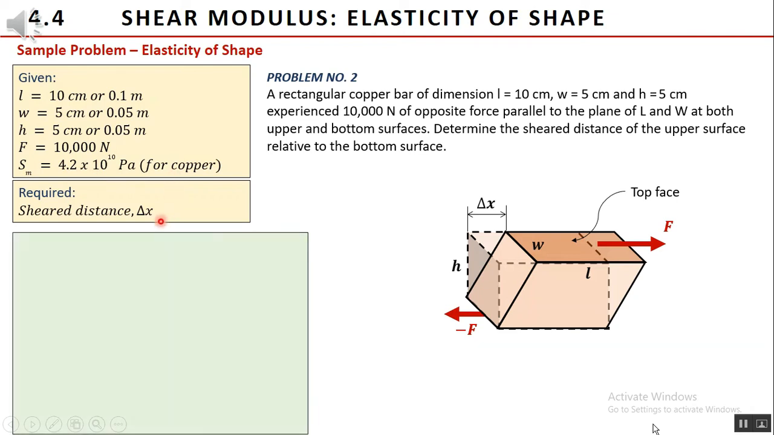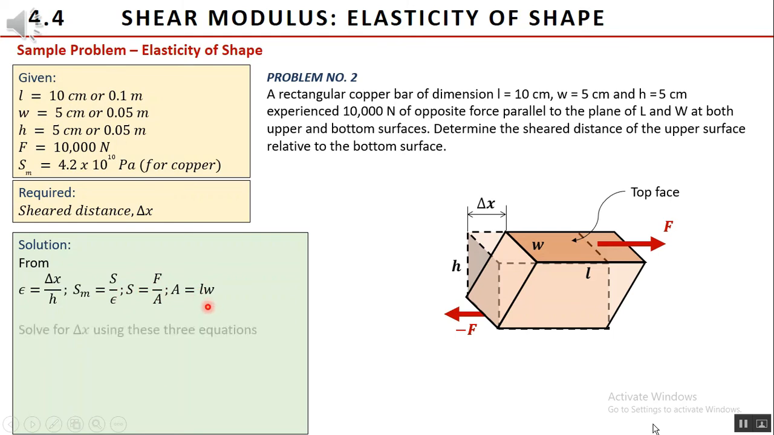Now, to solve this deformation, we will use these four formulas. Strain equals the shear distance delta x over the height h. The shear modulus equals shear stress divided by strain. We will also use shear stress equals force over the sheared area, wherein the sheared area is the product of length and width of the bar.